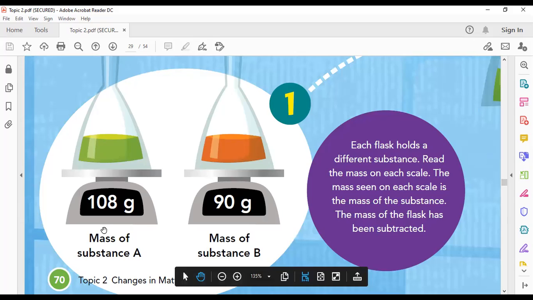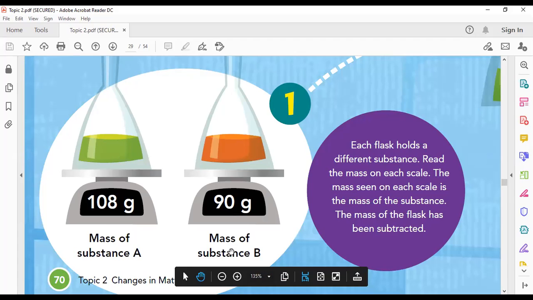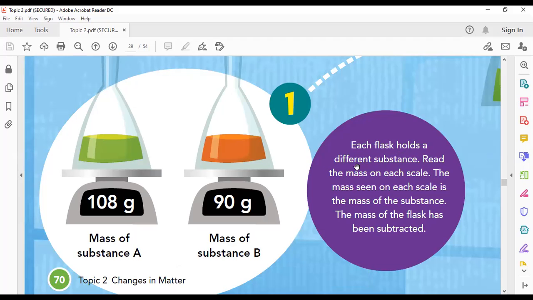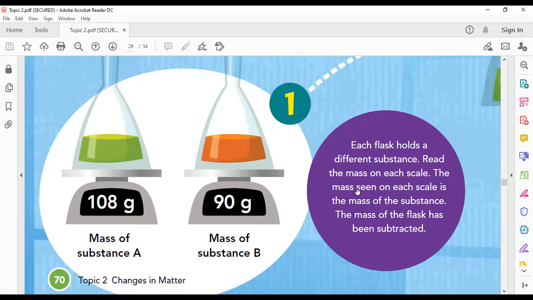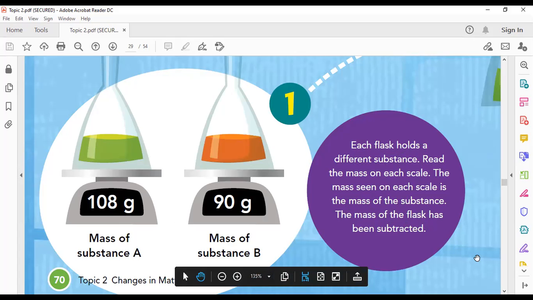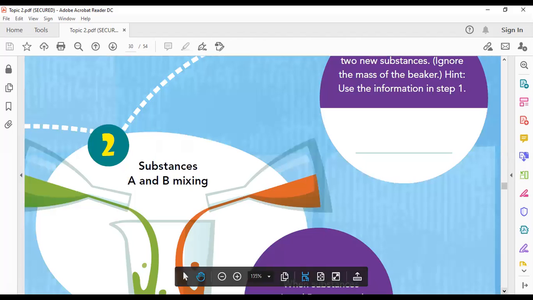The mass of substance A is 108 grams without the mass of the flask. The mass of the flask is subtracted. The mass of substance B is 90 grams. Each flask holds a different substance. Read the mass on each scale. The mass seen on each scale is the mass of the substances. The mass of the flask has been subtracted.